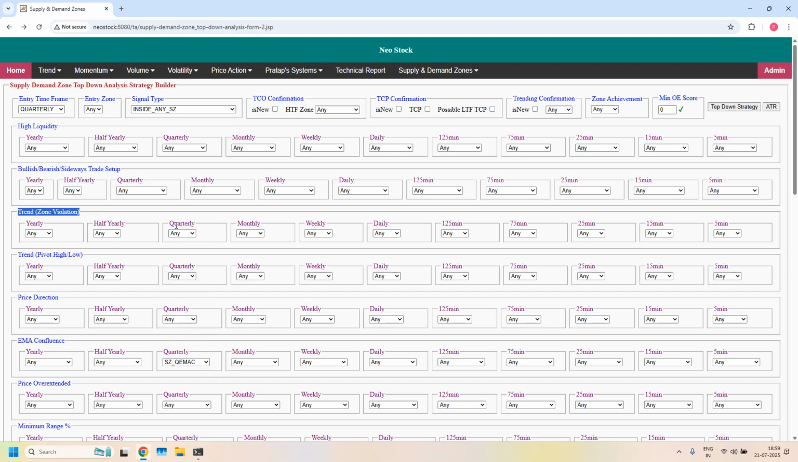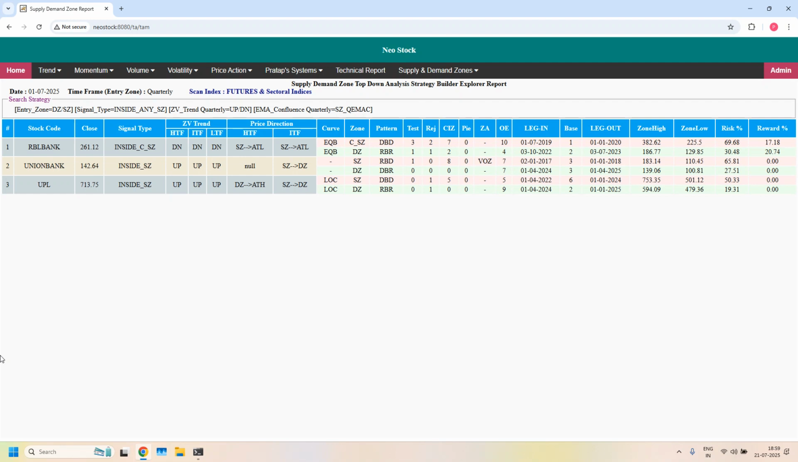And also the trend on the quarterly should not be sideways. It can be up or down. See, we got 3 stocks. These 3 quarterly supply zones are having quarterly EMA Confluence. Inside those quarterly supply zones, the current price is closed. So this is about quarterly time frame.